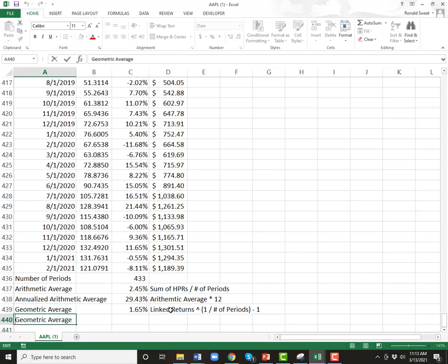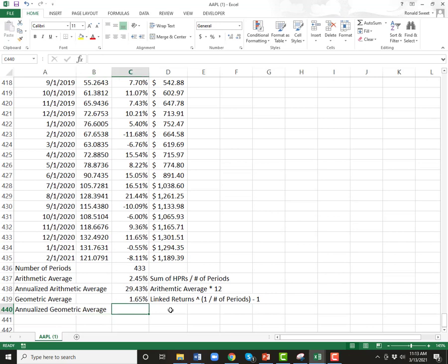Now how do we do the annualized geometric average? So here, remember, it's the exact same thing as the geometric average, but you raise it to the 12 divided by 433. So it's the exact same formula.